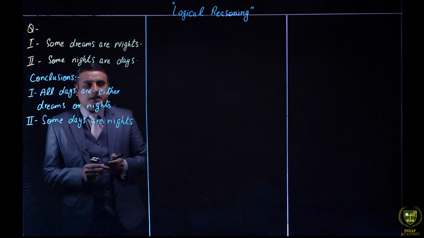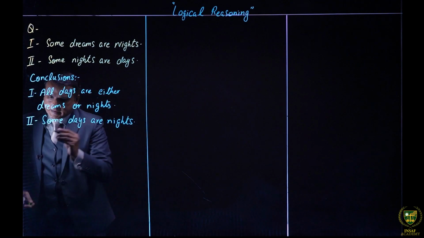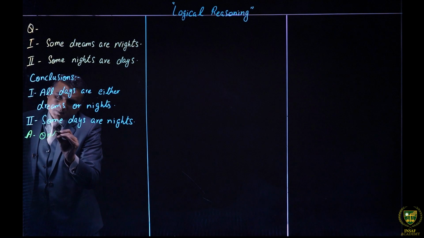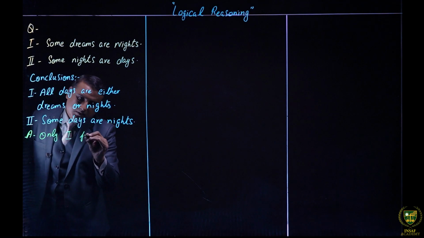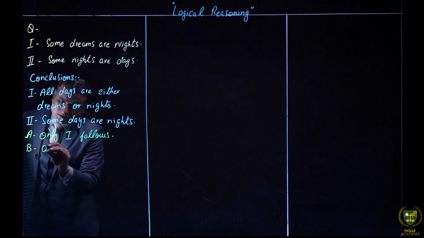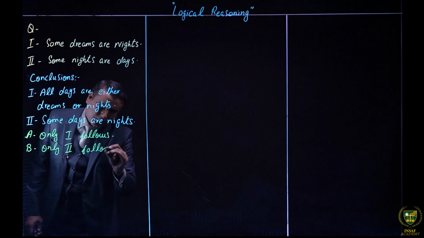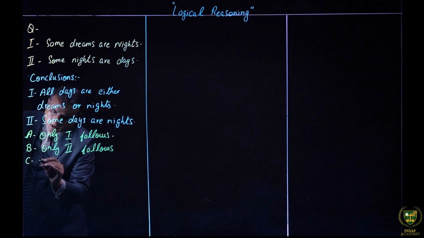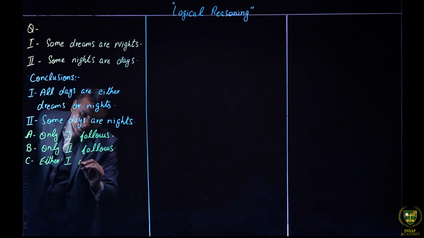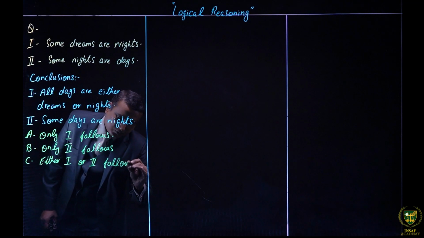Some days are nights. So here we have the two conclusions, and the options we have are as usual. Alpha is only one follows. Beta is only two follows. Charlie is either one or two follows.